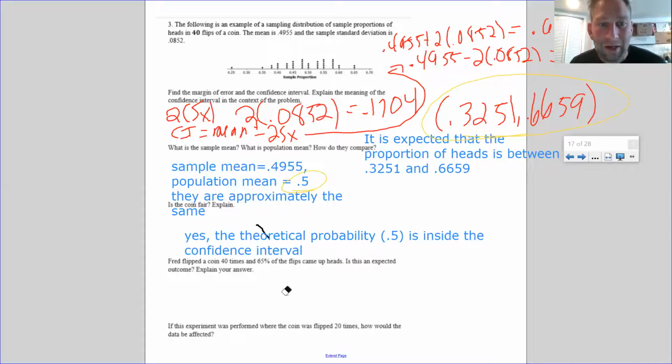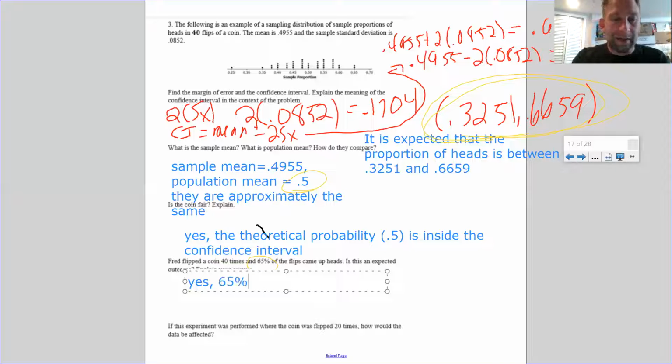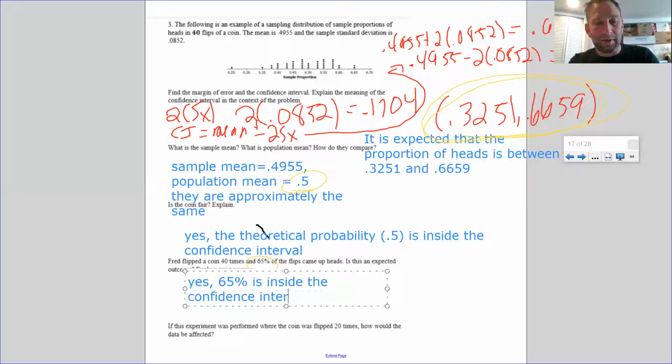Is this an expected outcome? Well, is 65% inside the confidence interval? Yes, barely, but if it's inside, it's not like, oh, it's close. If it's in, it's expected. If it's out, it's not expected. So I'm going to say yes. 65% is inside the confidence interval.